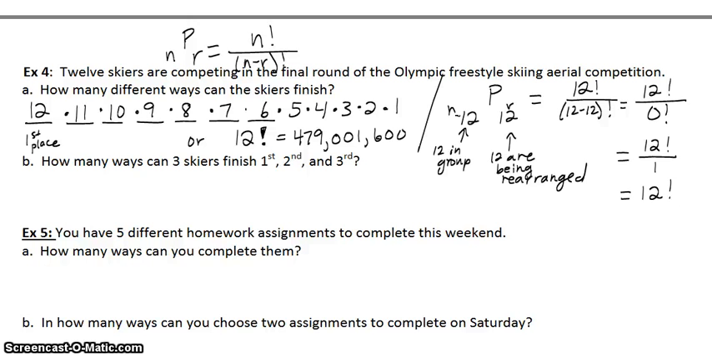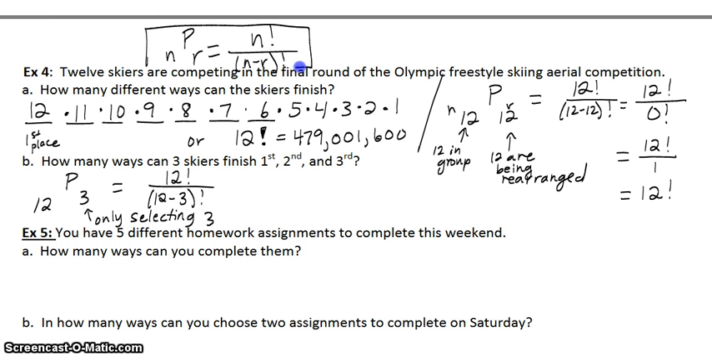Let's do another one. Okay, part B. How many ways can 3 skiers finish first, second, and third place? So here's what you want to think of this time. I'm taking all 12 skiers in my group still, but this time I'm only selecting 3 of them, and I want to see how many ways could they finish in these different places. So I am specifically arranging the people. So if I'm going to use my formula, again, 12 is n, and r is 3, and I'm using this formula up here when I'm plugging this in.